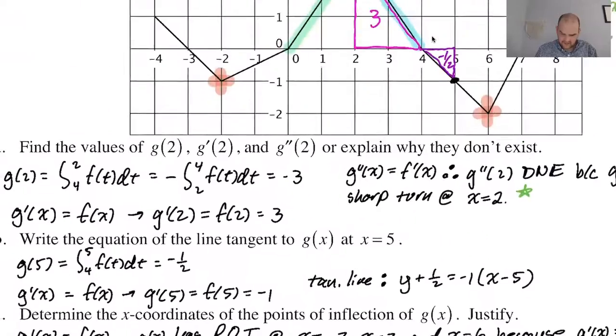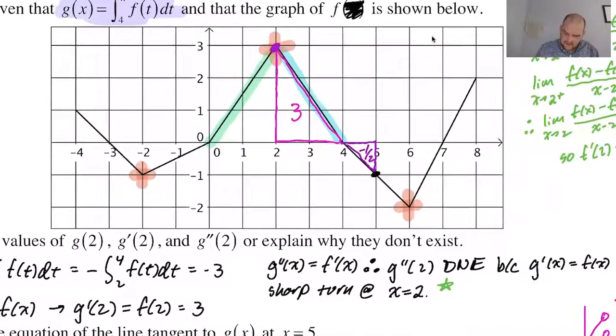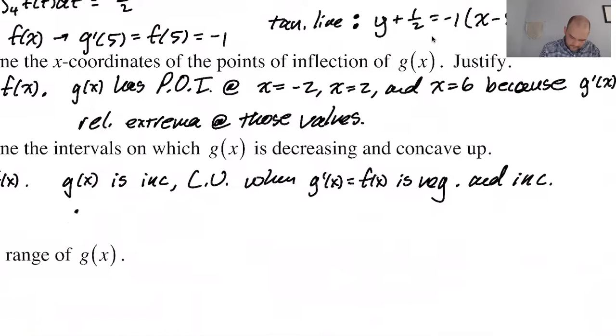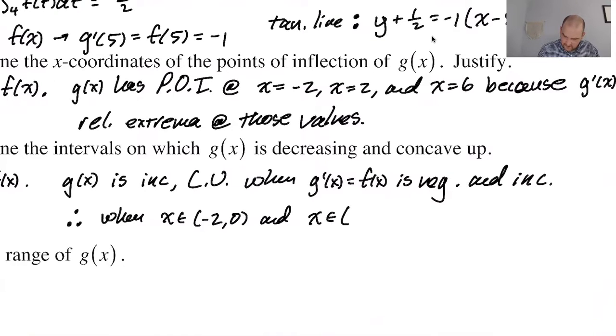Let's take a look at our graph. Where is it that our function is negative but increasing? Looks like negative 2 to 0, and then negative and increasing from 6 to 7. So negative 2 to 0 and 6 to 7. Therefore, x is an element of negative 2 to 0 and x is an element of 6 to 7. So those are my answers.